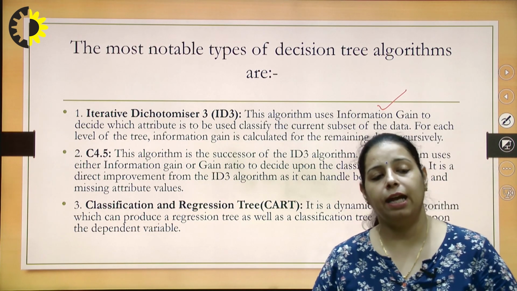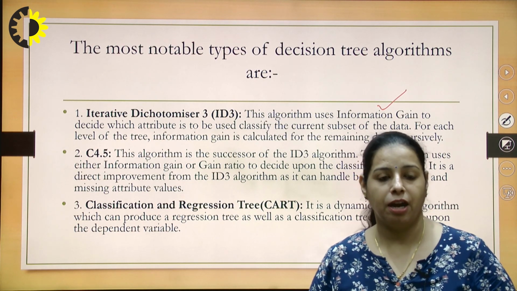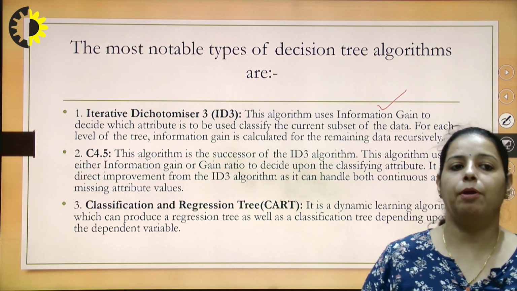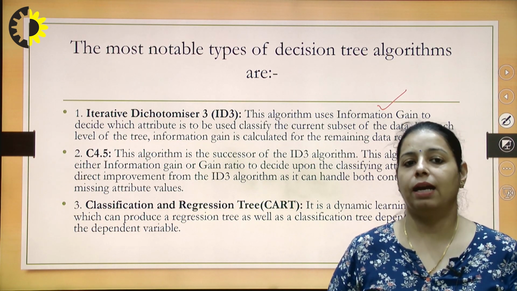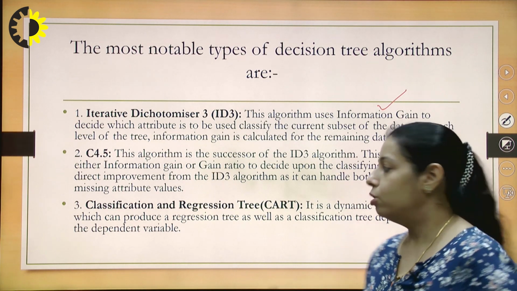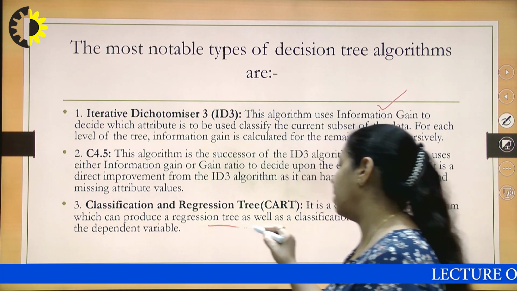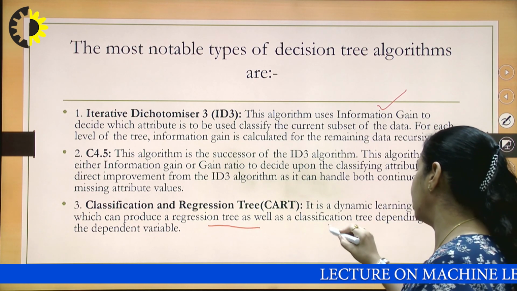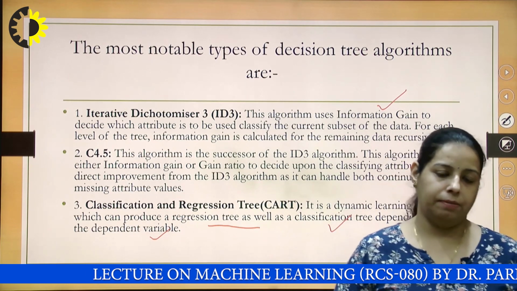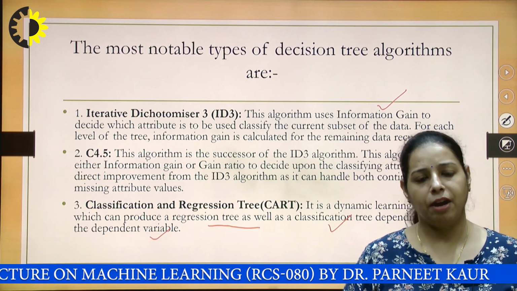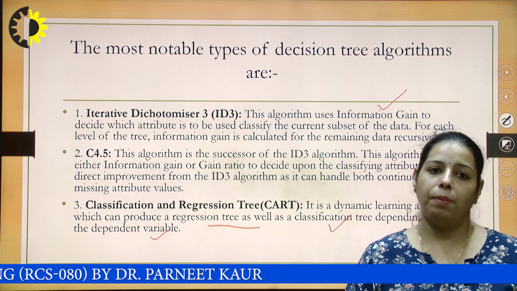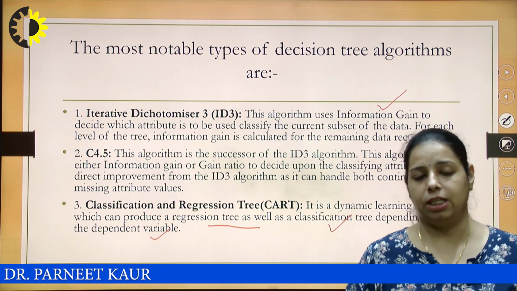For the last category, we have the classification and regression tree, also known as CART. It is a dynamic learning algorithm which can produce a regression tree as well as a classification tree depending upon the dependent variables. So these are the further trees for your study. You can study them deeply. But the common tree which is being used is the decision tree.